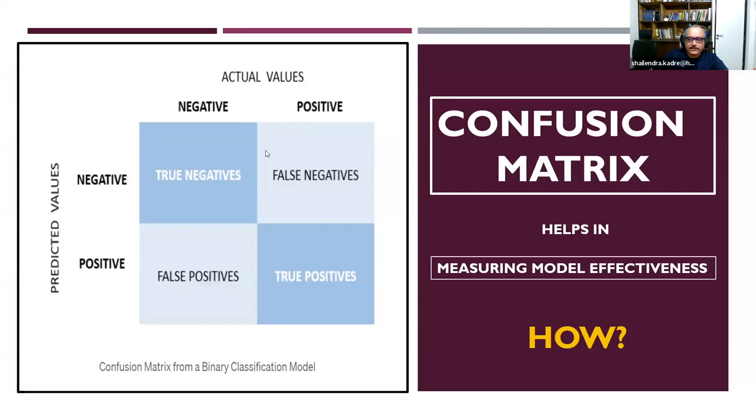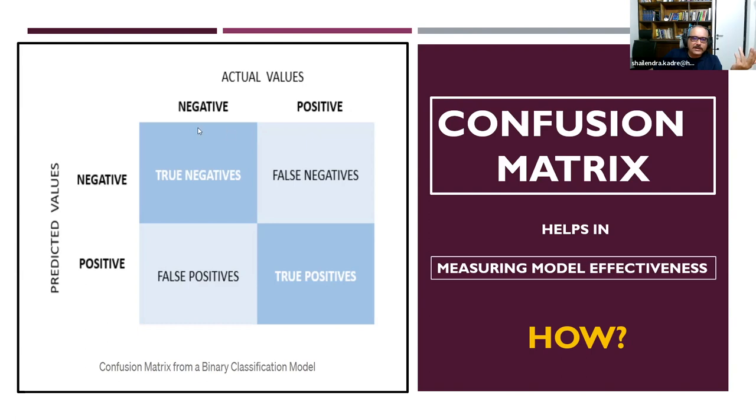What is the confusion matrix? On the vertical axis we take predicted values. Predicted values will be either 0 or 1. Probability below 0.5 we take as 0 and above 0.5 we take as 1. So these are the predicted values we plot on the vertical axis, the y-axis.